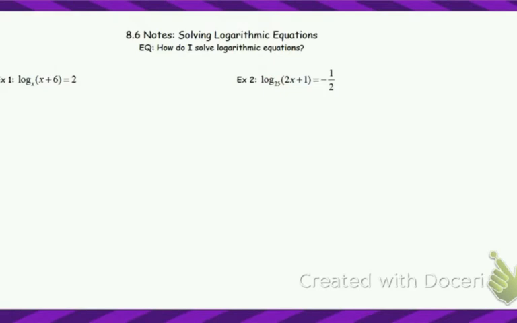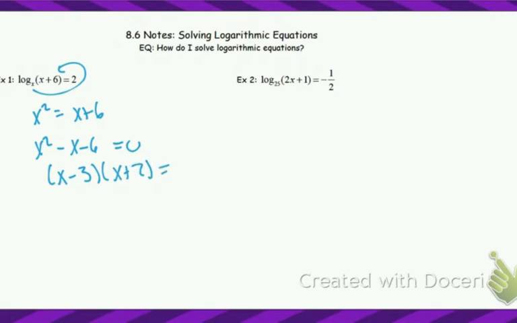All right, so whenever you have a log equal to a number in this format, what we want to do is write this in exponential form. So in this case, this would become x squared is equal to x plus 6. Now I have a quadratic equation, so I'll set it equal to 0 in order to be able to solve it. So that's going to factor into x minus 3 and x plus 2. So I end up with x equals 3 and x equals negative 2.